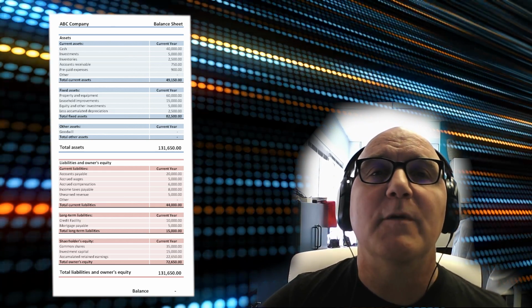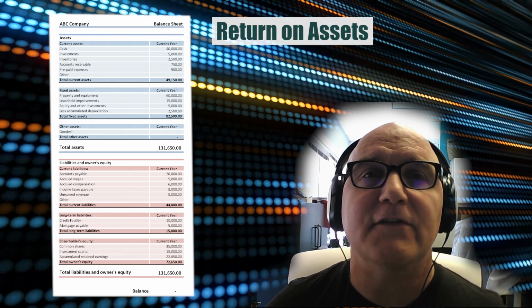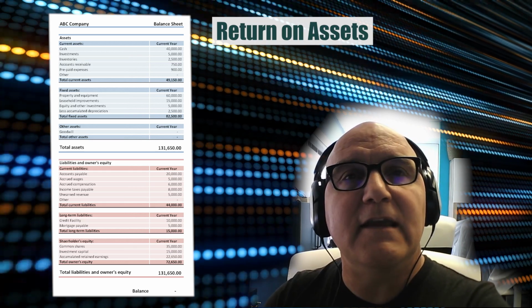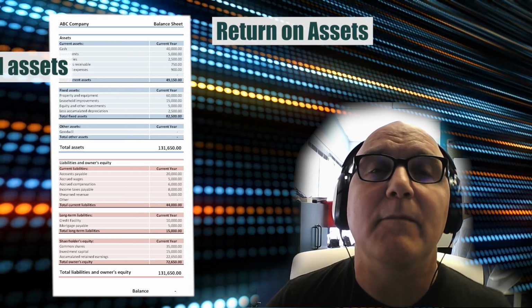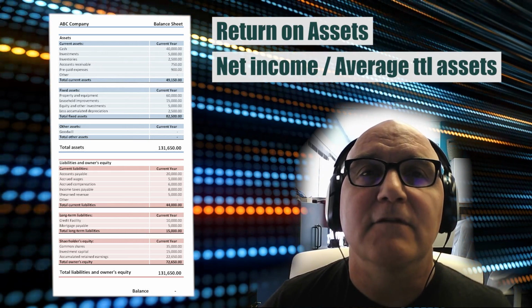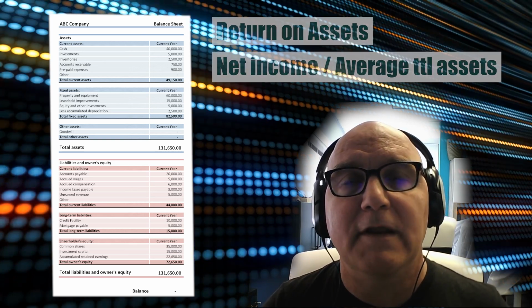You can also determine something called return on assets. This is an equation where you take the net income the company reports in their financial statements and divide that by the amount of assets that they have. The more income relative to assets means a stronger performing company.